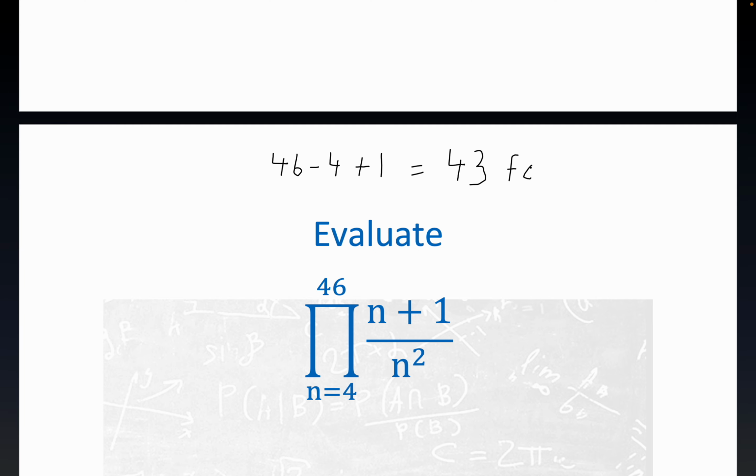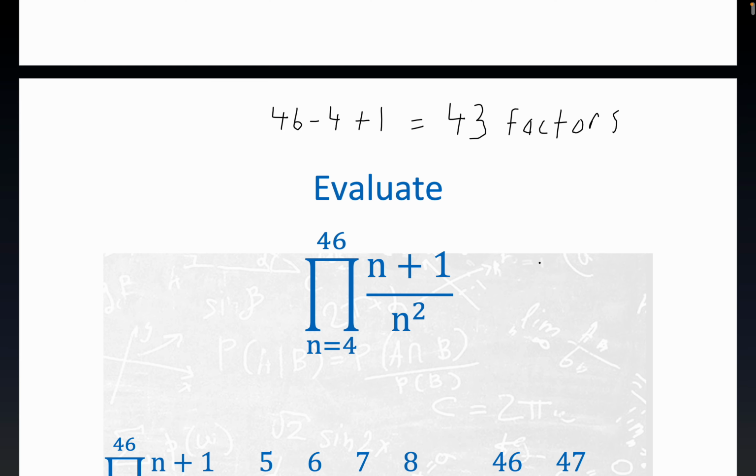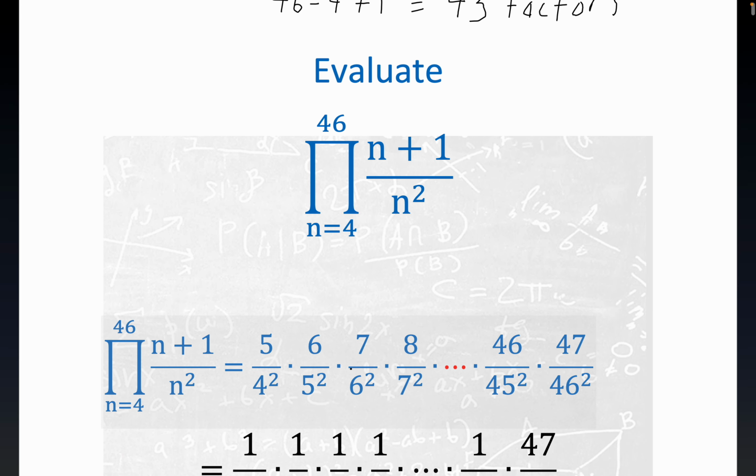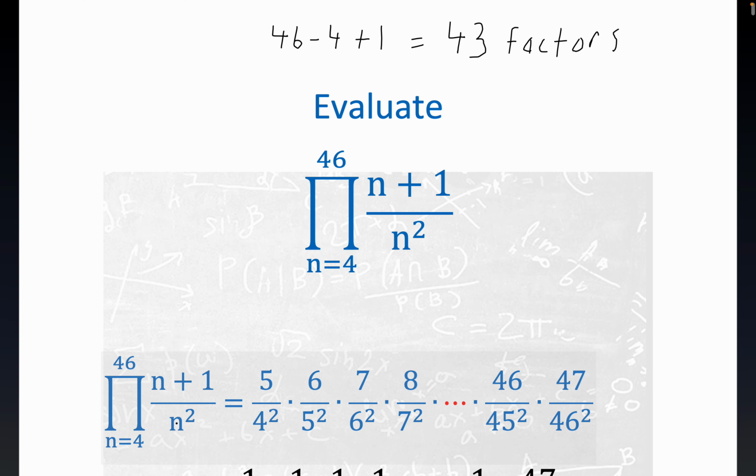Factors. This is product notation, not summation notation. So it's not summands, it's factors. Okay. Now, again, probably not worth the time to even mention that. Let's write down what it looks like, okay? So you can see what's going on here. It's fairly direct here.